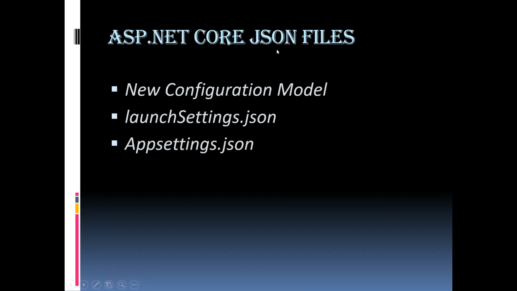The different configuration JSON files in ASP.NET Core are LaunchSettings.json and appsettings.json. Let us have a closer look at these JSON files in ASP.NET Core by creating a new ASP.NET Core web application.